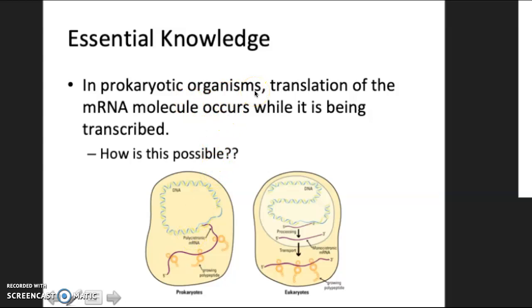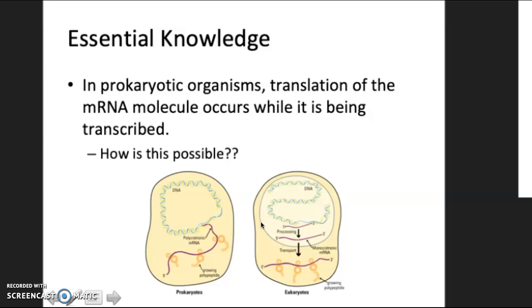In prokaryotic organisms, translation of the messenger RNA molecule occurs while it is being transcribed. So, as it's here in this prokaryote, as it's transcribed, ribosomes come and start translating it before it's even finished being transcribed. So pause the video in a second. Think about why that can happen in a prokaryote, but it cannot happen in a eukaryote. So why can we transcribe and translate the messenger RNA at the same time in a prokaryote and not in a eukaryote? So pause, think about it, write it down.